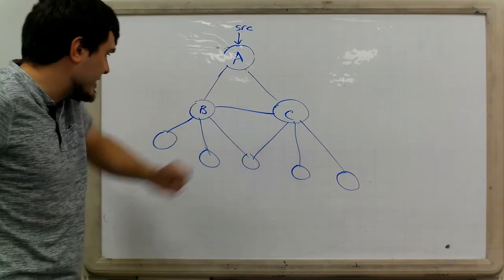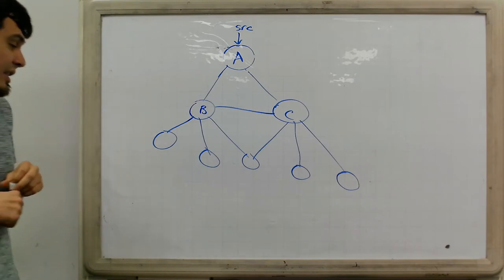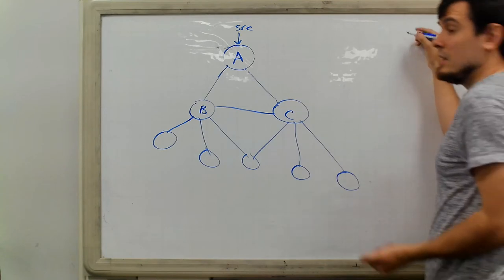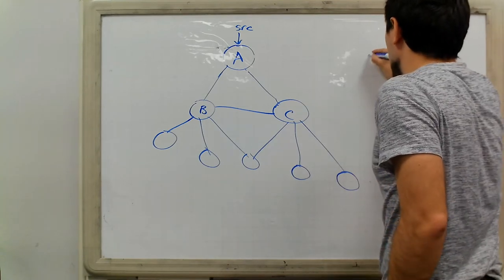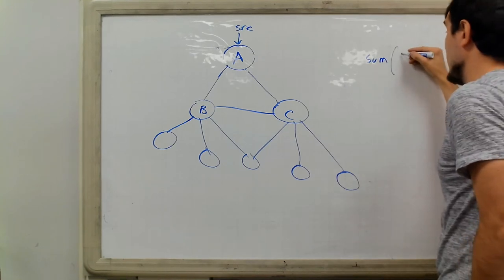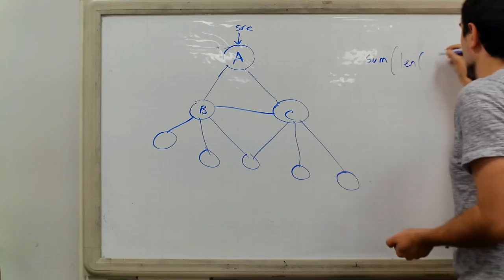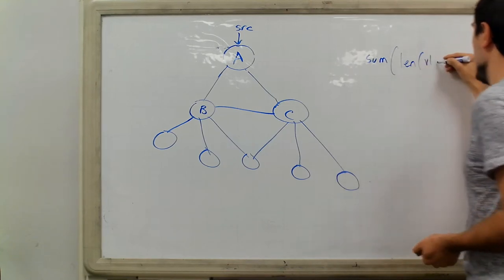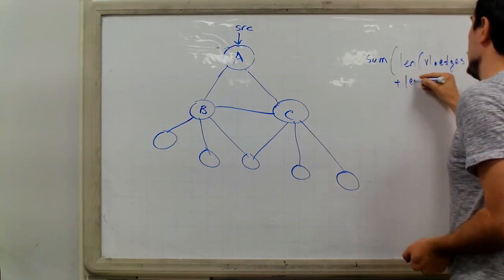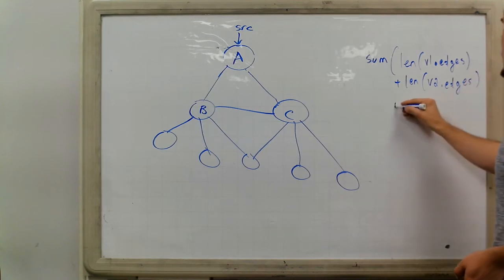And if every vertex gets processed exactly once, that means that the total time to traverse all of the edges is basically the sum of the length of the edge list of each vertex. So vertex one has a certain amount of edges, and then vertex two has a certain amount of edges, and so it's basically the sum over all vertices, right?